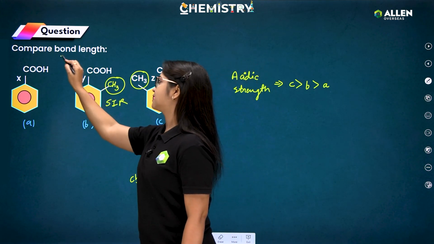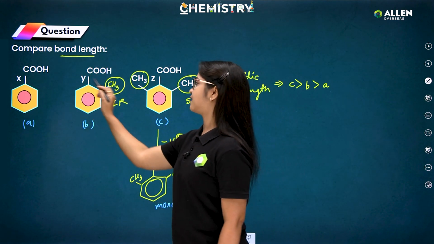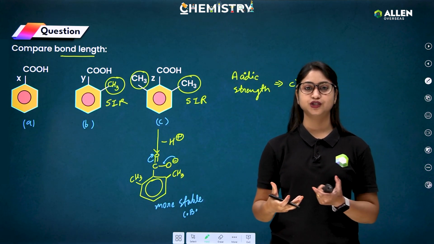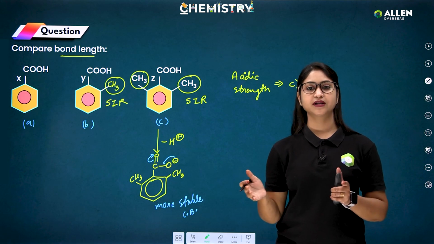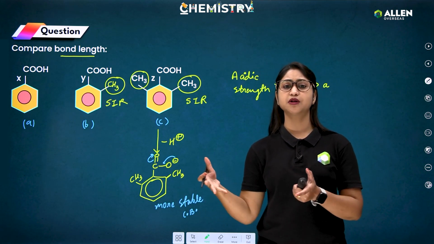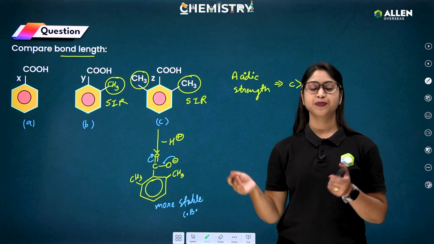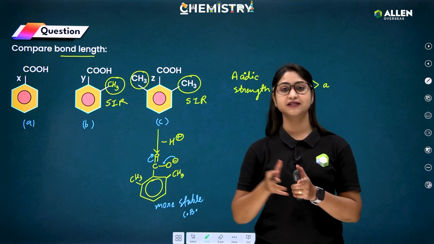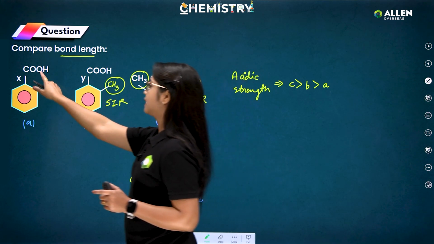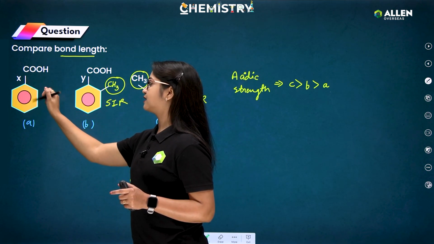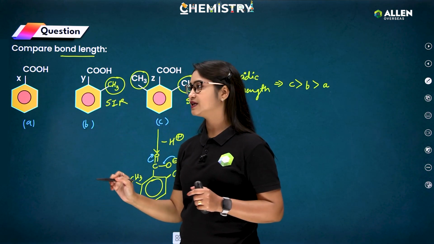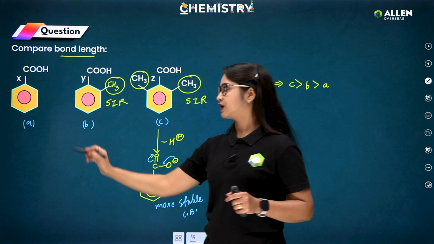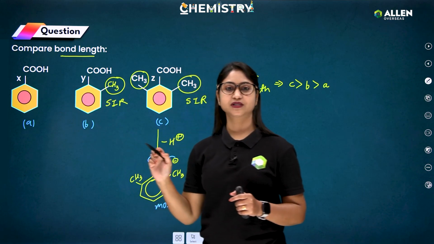But we have to compare the bond length in this question, X, Y, and Z. So we know bond length is inversely related to partial double bond character. If any bond is having partial double bond character or double bond character, then the bond length will be decreasing. As the bond order increases, bond length decreases. So here we know this carboxylic group will be showing resonance with the benzene ring, right?